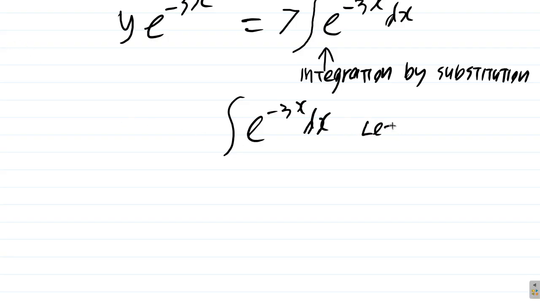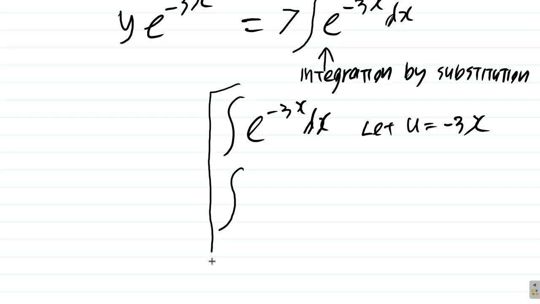Alright. Let u be equal to negative 3x. When I write it up there, equal to negative 3x. Alright. So what you have is the integral. Remember, this is the fixing up the substitution. Here, what you're doing is finding the integral of e to the u.